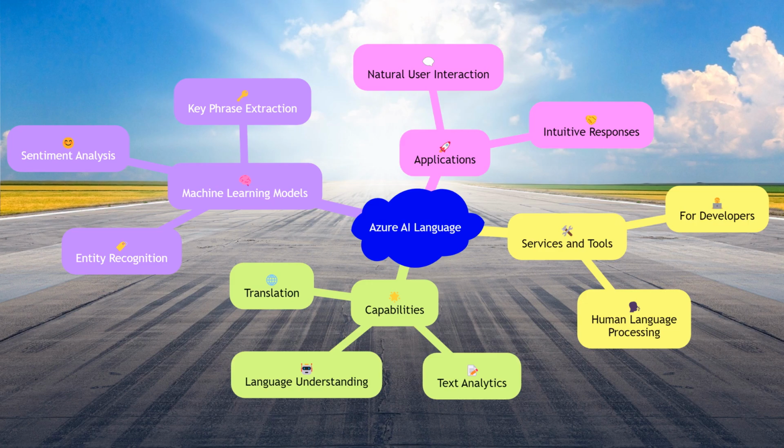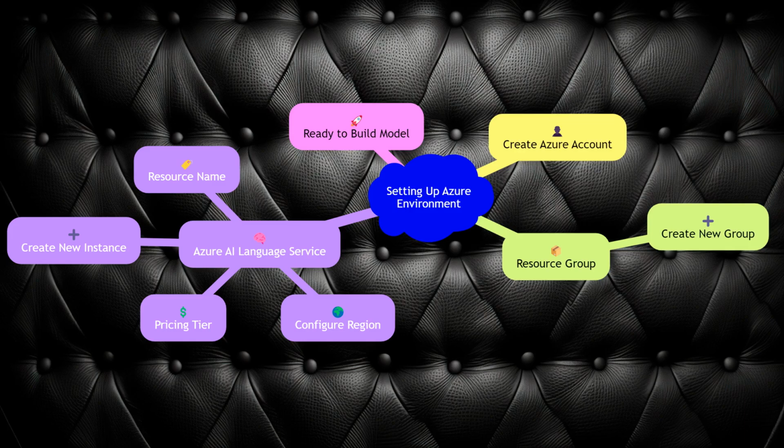Before you can start implementing a language understanding model, you need to set up your Azure environment. This involves creating an Azure account, setting up a resource group, and provisioning the necessary services. To get started, log into the Azure portal and create a new resource group. Next, navigate to the Azure AI Language service and create a new instance. Make sure to configure the necessary settings such as region, pricing tier, and resource name. Once your environment is set up, you are ready to start building your language understanding model.